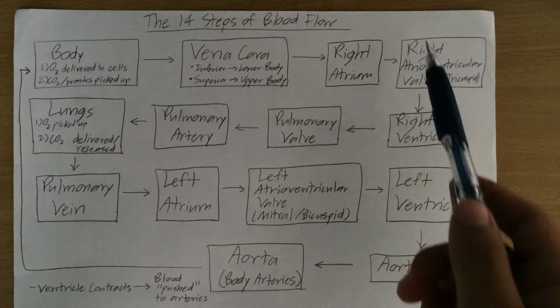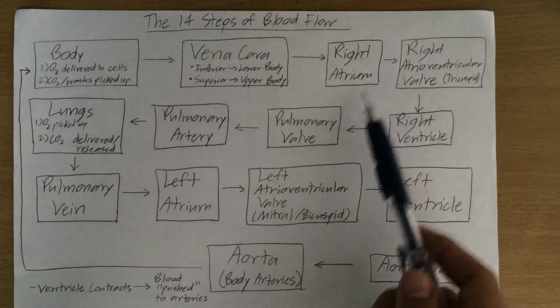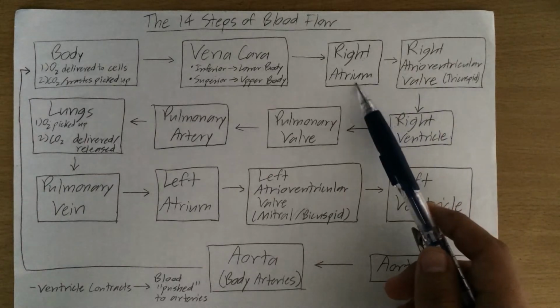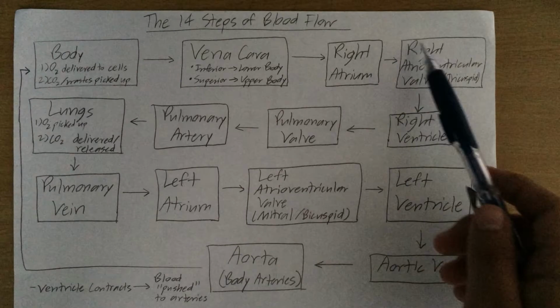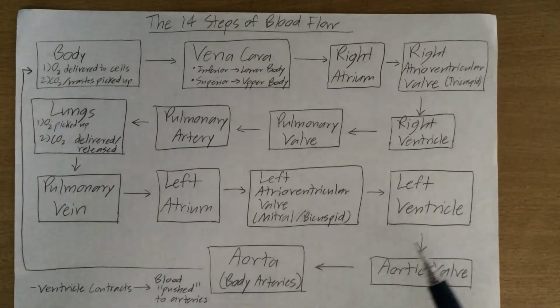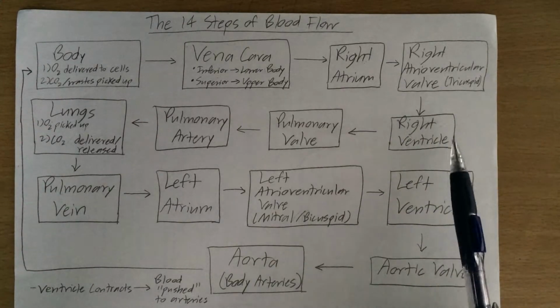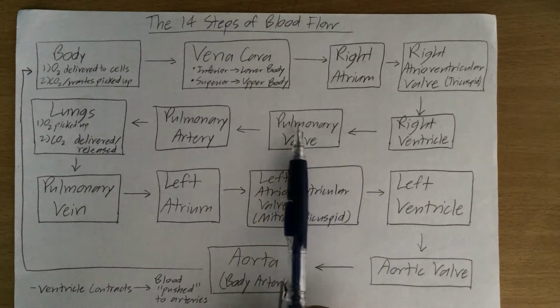I personally like right atrioventricular valve because it's pretty self-explanatory. It goes from the right atrium to the right atrioventricular valve. Why is it atrioventricular? Because we have atrium before and we have ventricle after. So the blood goes from the right atrium all the way to the right AV valve, and then it goes to the right ventricle. All right, and after the blood is in the right ventricle, it then journeys all the way to the pulmonary valve, and it passes by the pulmonary valve.